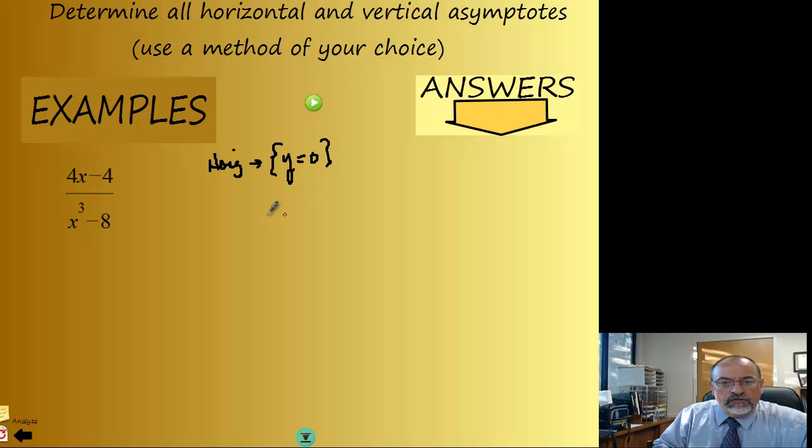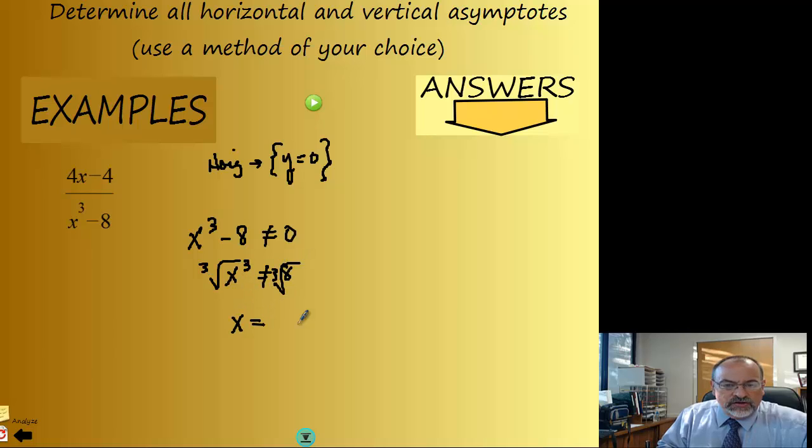Okay. Vertical asymptote is at the zeros of the denominator, so I need to know what makes this 0. It's not a quadratic, so it doesn't really factor. So we could use some algebra, and say I want x cubed minus 8 to be equal to 0, and then just solve it like we did this. So you take the cube root of each side to uncube that. Cube root of 8 is 2. So the number 2 would make this denominator 0. So my vertical asymptote is at x equals 2. Again, the equation of a vertical line. Okay? All right. Let's do another one.